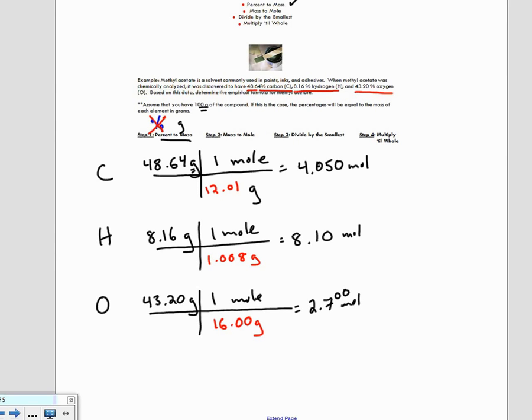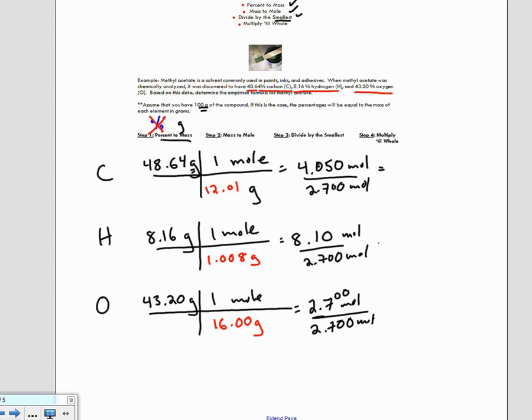After that, we go to mass to mole, check. Divide by the smallest. What does that mean? Remember that ultimately we're trying to come up with a ratio here. What this is telling us is that for every about 4 moles of carbon, I have about 8 moles of hydrogen and about 2.7 moles of oxygen. It's not particularly helpful. I want to reduce it down by dividing everything by a common factor. In this case, divide by the smallest means look at these 3 numbers that I have. Pick whichever one's smallest, in this case 2.700. I'm going to divide each of those numbers by 2.700. And what that will do is reduce everything to a more common factor.